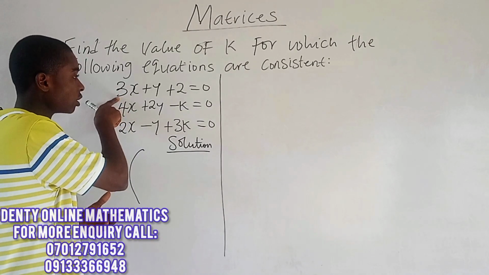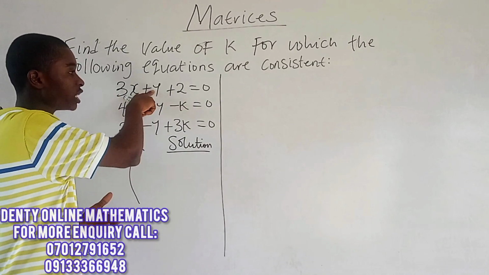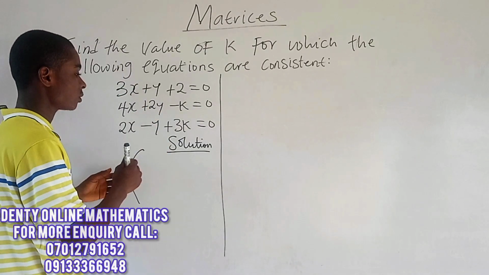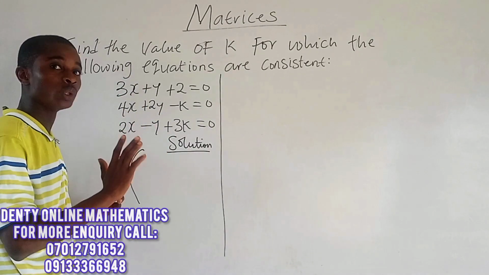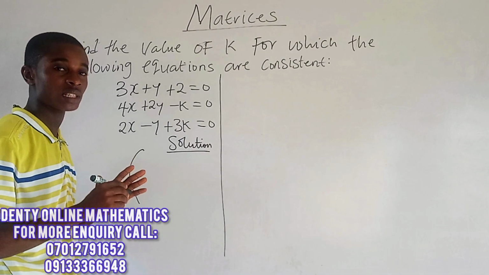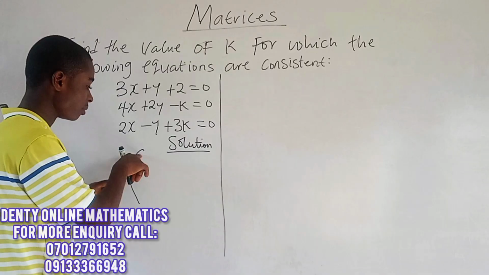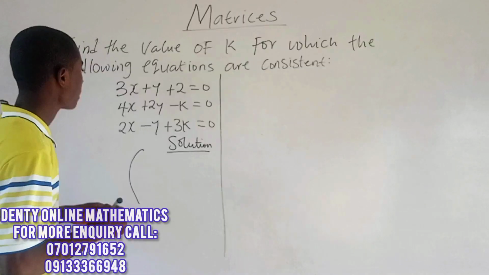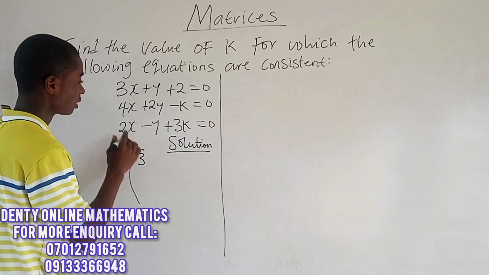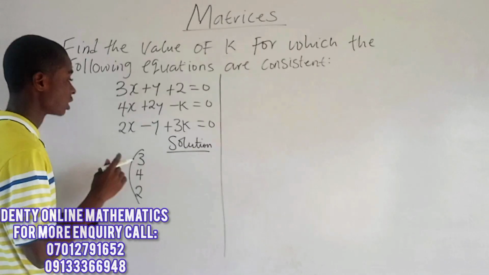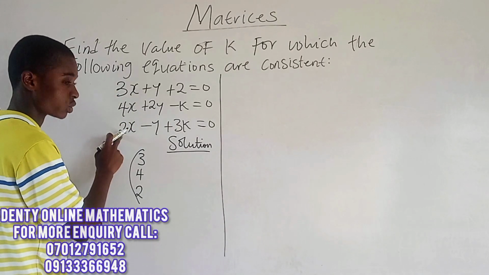This number here, 3, is a coefficient, then 4, 2, and here is 1, because at the back of every unknown is an invisible 1. So we are going to represent only the coefficients. That's how you represent an equation in matrix: you pick only the coefficients and represent them in brackets. Pause here: 3, 4, 2. That's the coefficients of x.